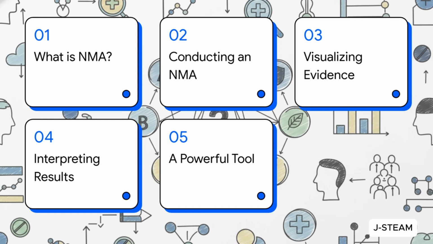All right, so here's our game plan for this explainer. We're going to piece this whole thing together. We'll start with what this powerful technique, called network meta-analysis, or NMA, actually is. Then we'll walk through how one is built, step by step. We'll see how it turns really complex data into visuals that actually make sense, and, of course, how to read the results. And, this is super important, we'll finish up by looking at why this amazing tool has to be handled with some serious care.